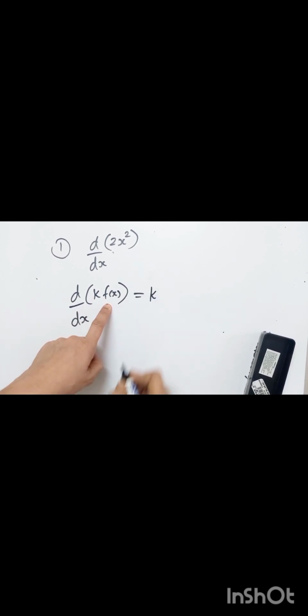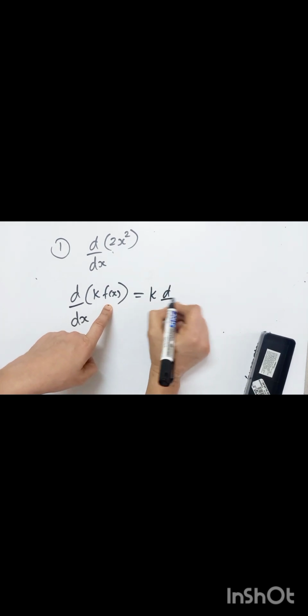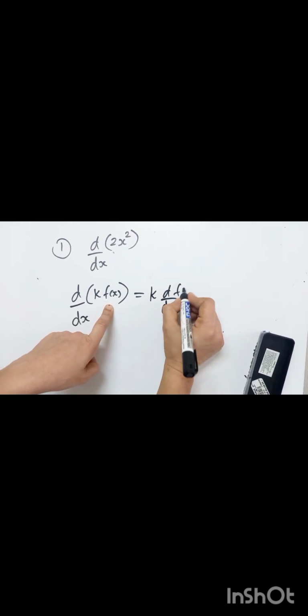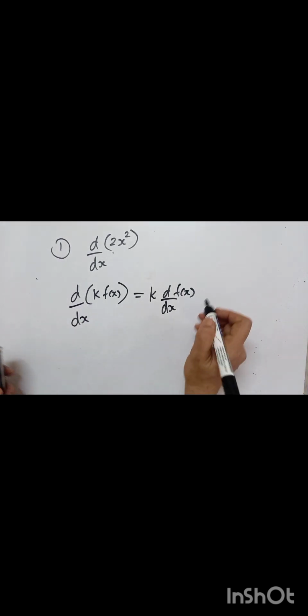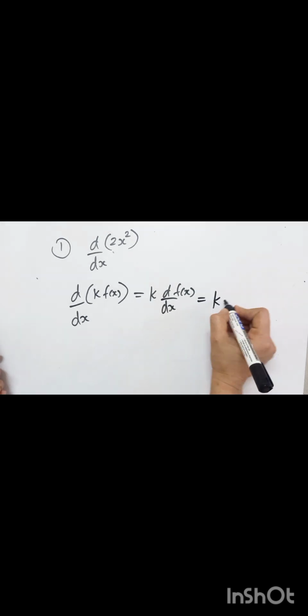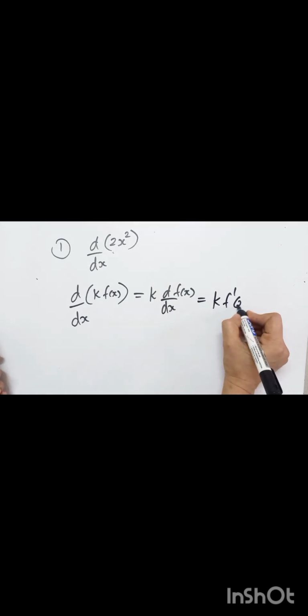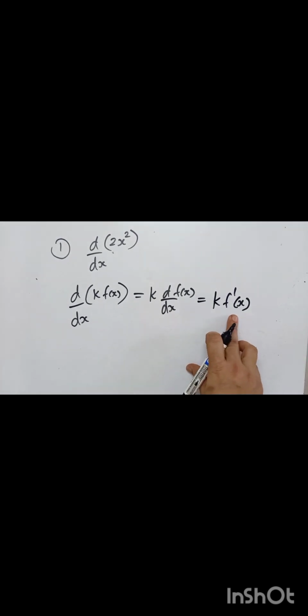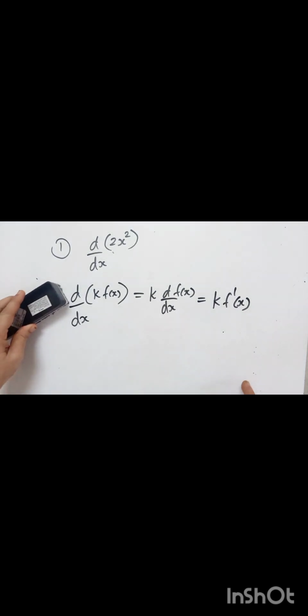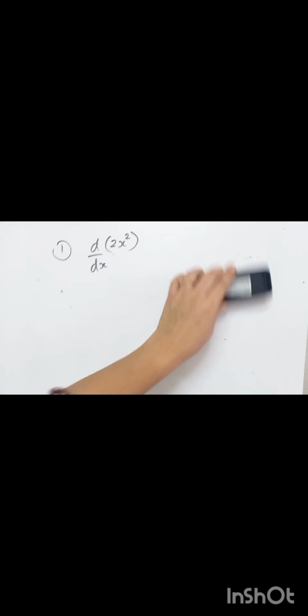Here a constant is multiplied by a function. So the constant you can keep outside and then you can find the derivative of the function. d by dx of k into f of x equals k d by dx of f of x. And this d by dx of f of x you can reduce in notation as f dash of x. f dash of x is nothing but the derivative of f of x. So this rule you have to apply here.